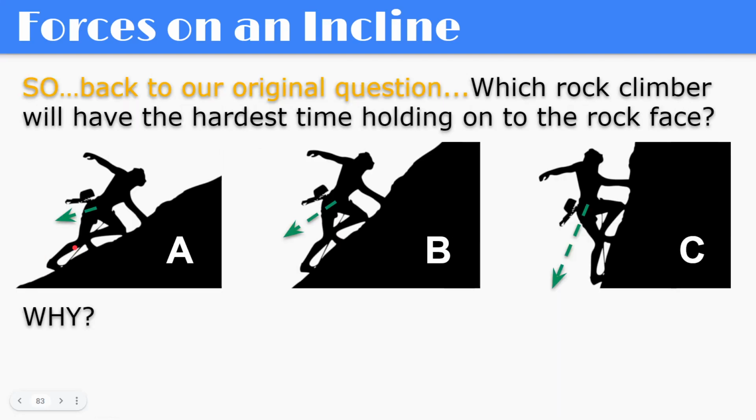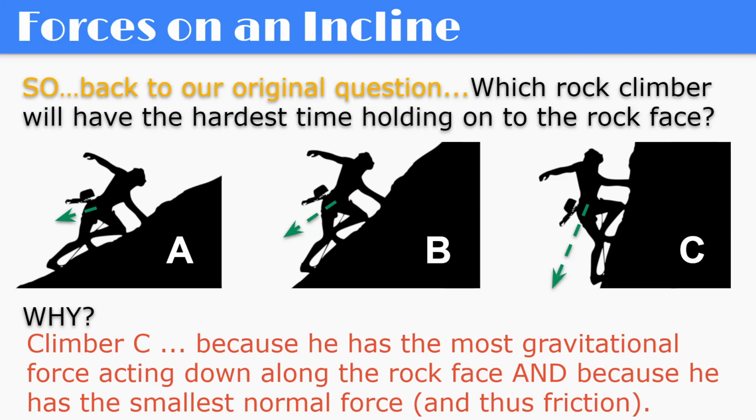So back to our original question, which rock climber will have the hardest time holding onto the rock face? As you guys already knew before we even got into the forces, climber C, because he has the most gravitational force acting down along the rock surface, that's this green vector here, and because he has the smallest normal force and thus the least amount of friction that would allow him to get a grip, if you will.